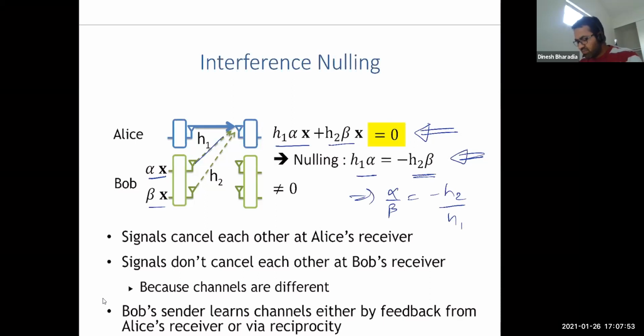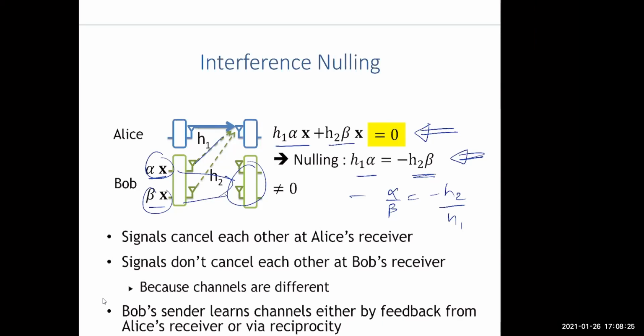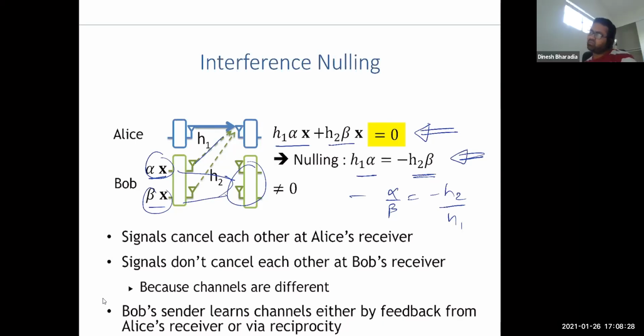But here's a problem. What if this is your H3 and this is your H4? The point I'm trying to make is that this alpha beta ratio should not create nulling at Bob's receiver as well. So this alpha beta choice should not create a null here as well. Does that make sense to everyone? Yeah. So more specifically, when you choose alpha and beta, this should be non-zero. That's also another condition here.